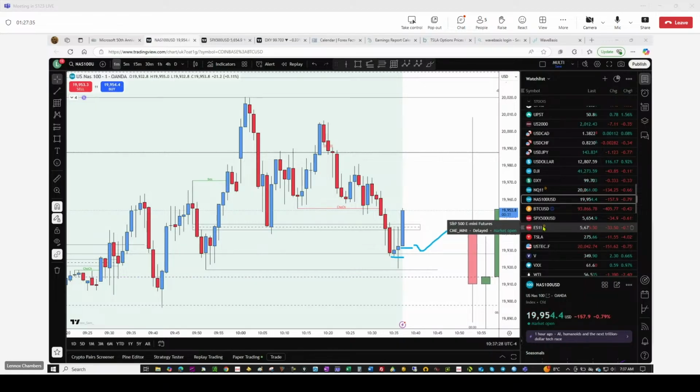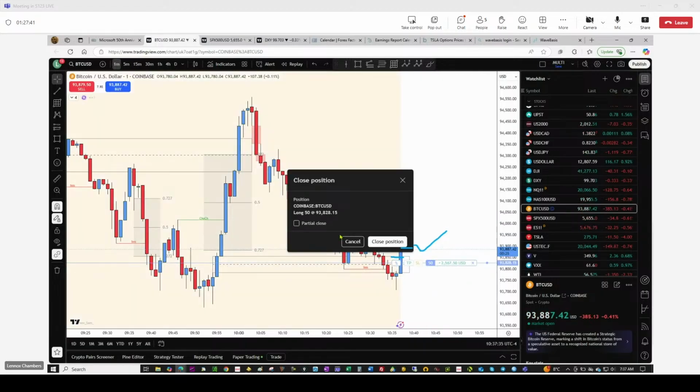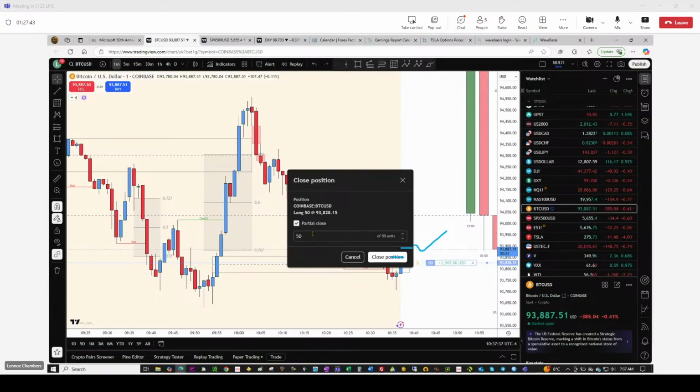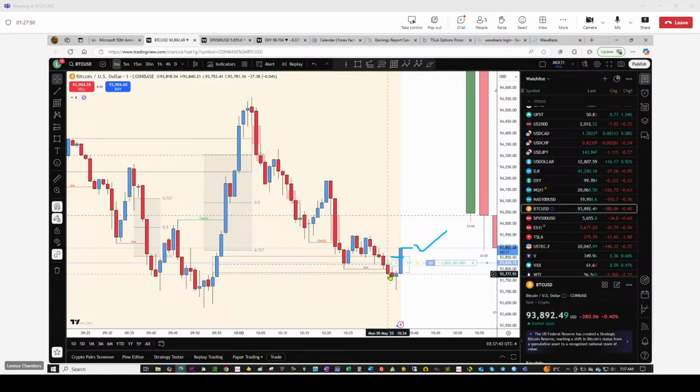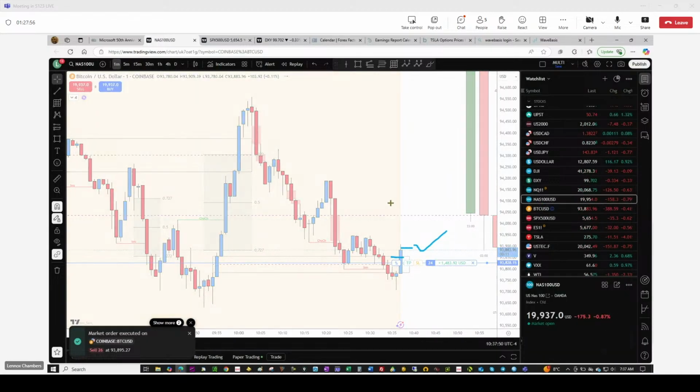I got my first lot taken out. Bitcoin's giving me nice profits, so I'm going to take the profit at this point. Bitcoin. See if we can continue going up on Bitcoin there.